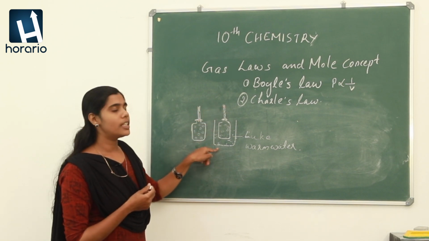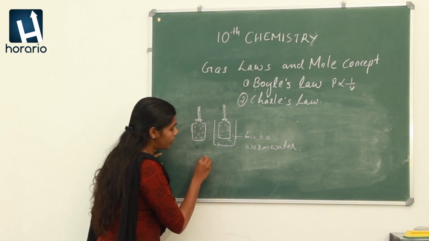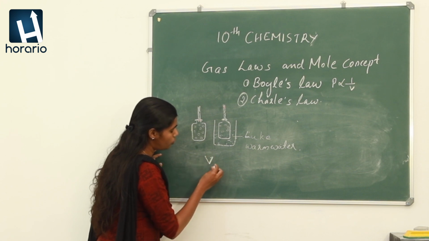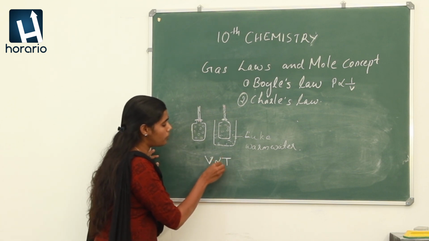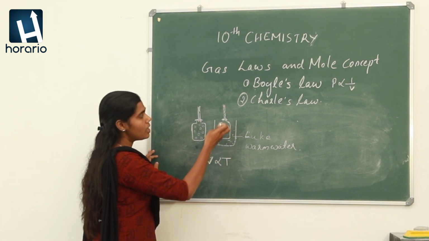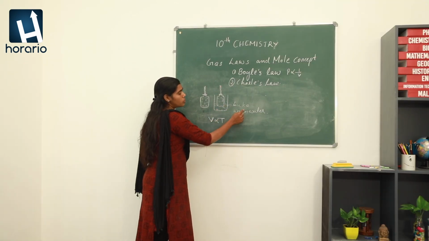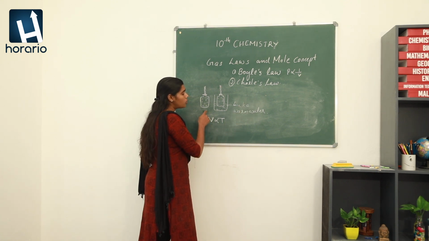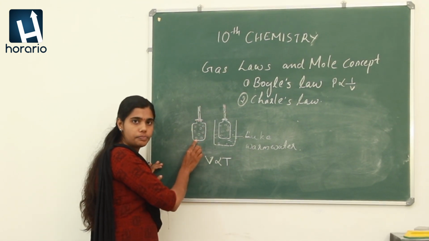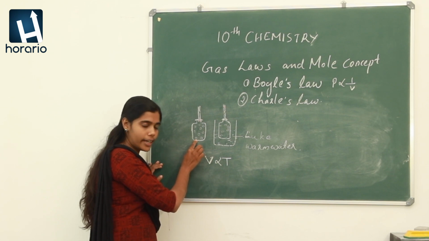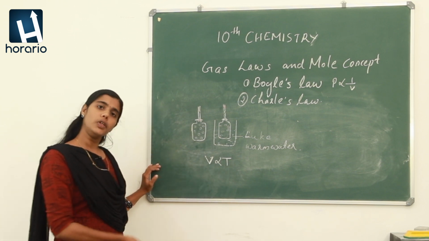Okay, that relation is explained by Charles' law. We can represent V for volume and T for temperature. These are directly proportional. When temperature rises, the volume of the gas also rises. If we take this bottle outside, the temperature decreases, so the volume of the air, or the gas, also decreases. That is, volume is directly proportional to temperature.